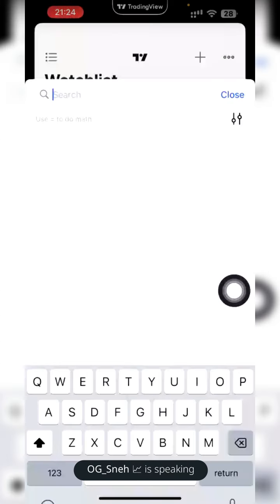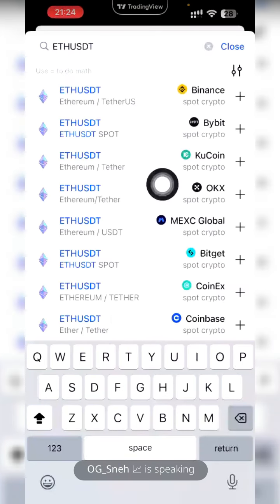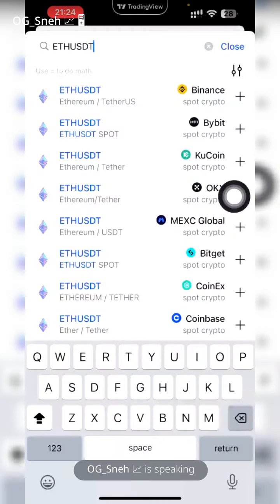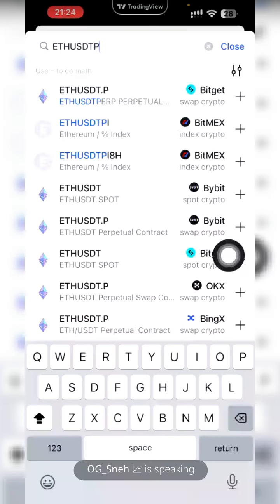So let me add ETH. If it is crypto, always put USDT. So perpetual. Can you see ETHUSDT perpetual?